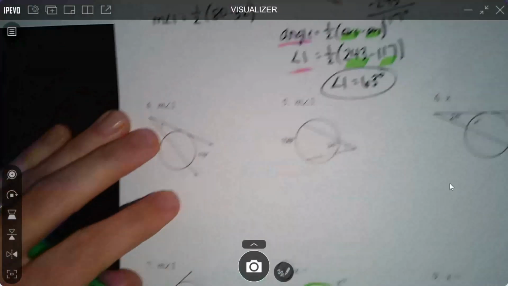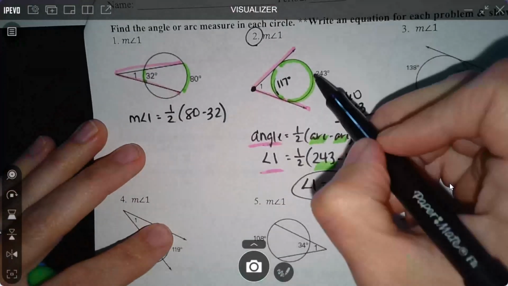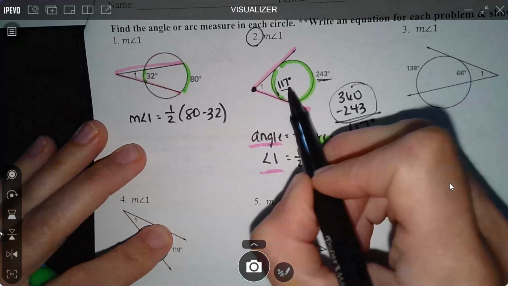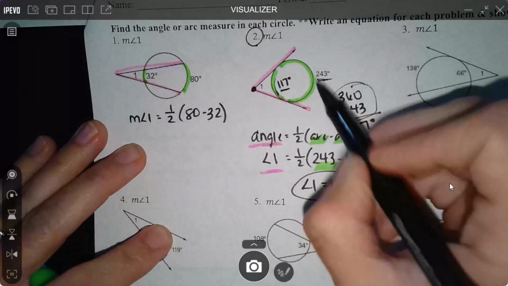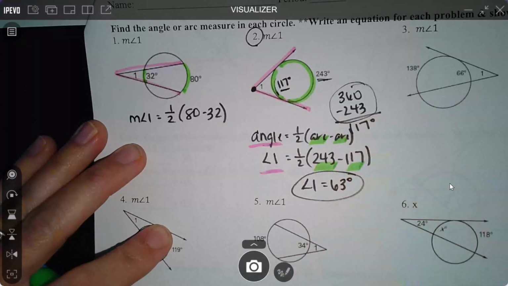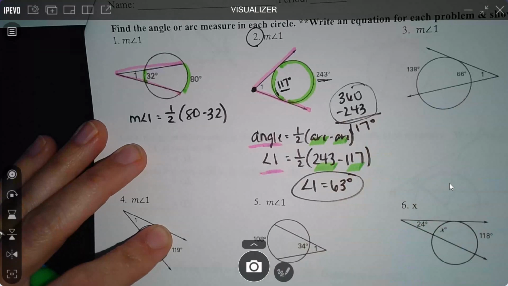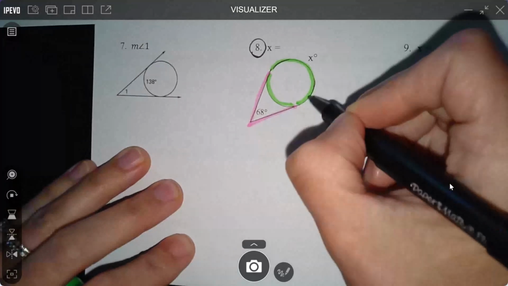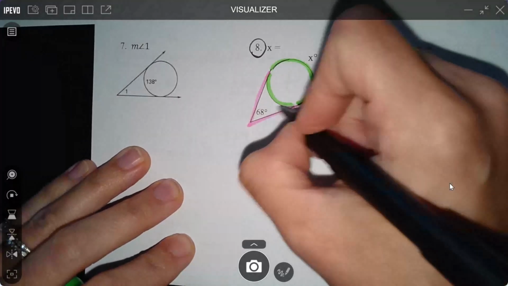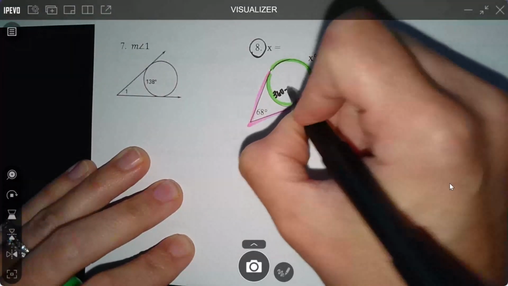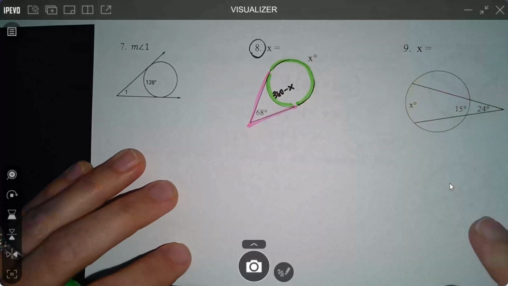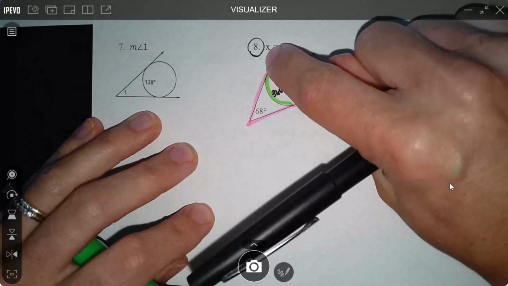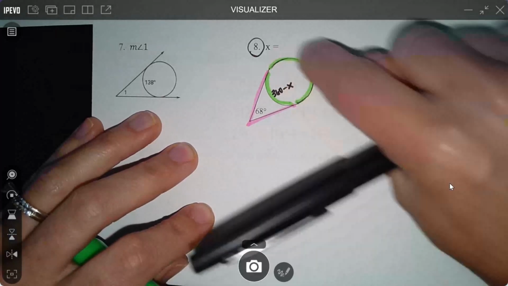I had to take my larger arc and subtract from 360 to get my smaller arc, because together they made the whole circle. It's going to work the same way, it's just I don't have a number to subtract. Notice here, X is my larger arc, so my smaller arc would be 360 minus X. If X right there was 200, then I would say 360 minus 200.